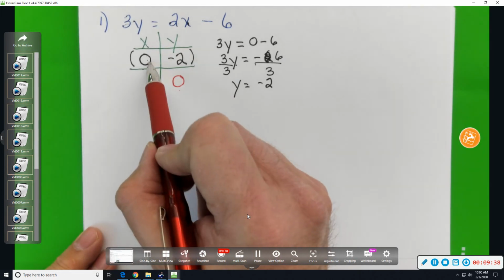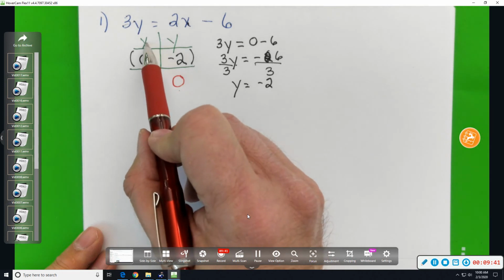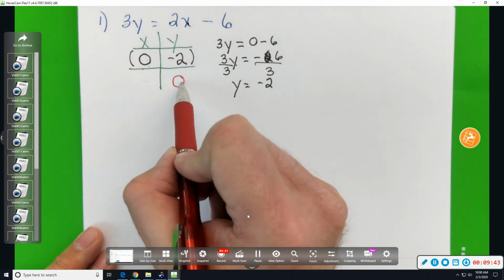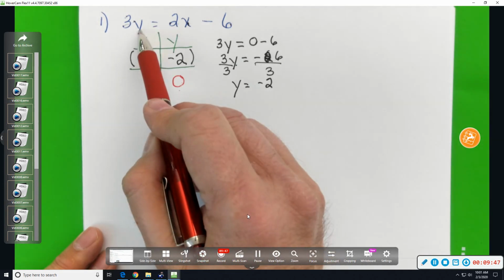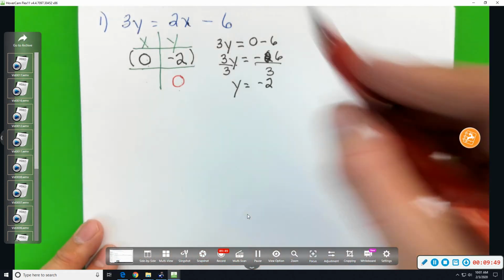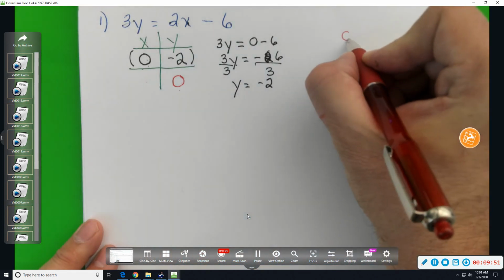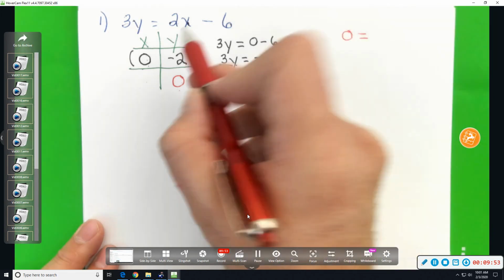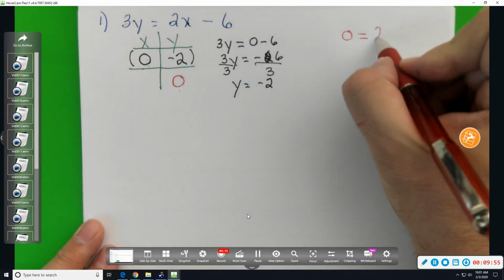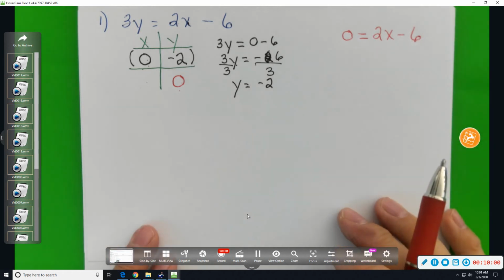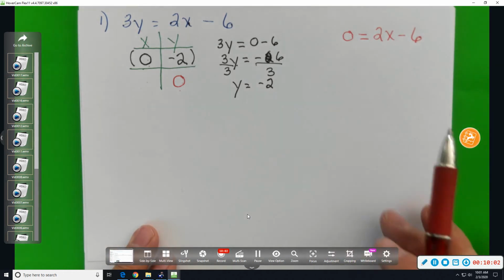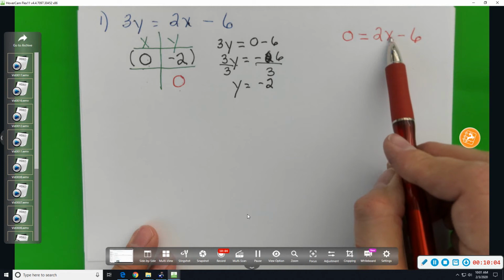So first of all, I'll plug 0 in for X, figured out Y. Now I'm plugging 0 in for Y, figured out X. So put in a 0 in here. The 3 times 0 would just be 0 equals 2x minus 6. How would I solve this for x?